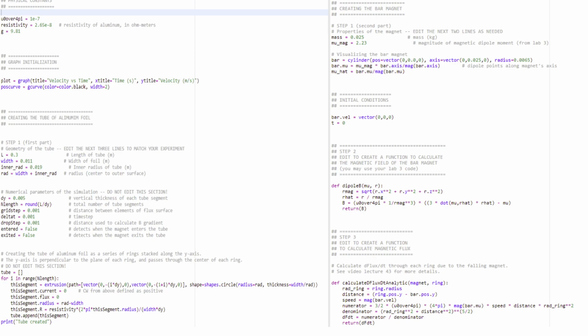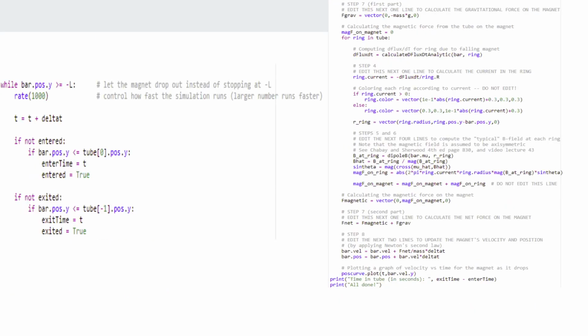And here's the code. As you can see to the left, we're defining the geometry of the tube and the numerical parameters of the simulation, and then we're creating the actual tube and all its parameters. To the right, we're creating all the parameters of the bar magnet, stating our initial conditions and the formula to calculate the magnetic field. At the bottom right, you see how we're calculating the flux through each ring due to the falling magnet. And to the left is also controlling how fast the simulation runs.